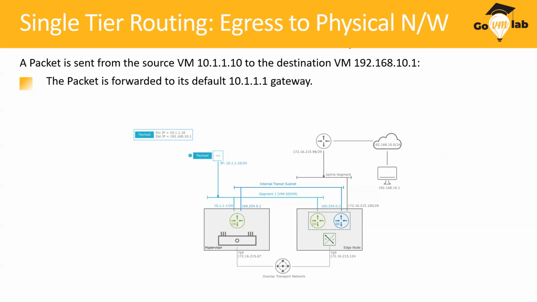Before we go and talk about the packet walk, let's try to understand this diagram. What do we have here? Obviously this is my hypervisor, which is my transport node, and this is my edge node, which is again my transport node, right? And these transport nodes are reachable to each other over this overlay transport network, and that is where we have a tap-to-tap connectivity, where this ESXi transport node can communicate to the edge transport node via this tap connectivity.